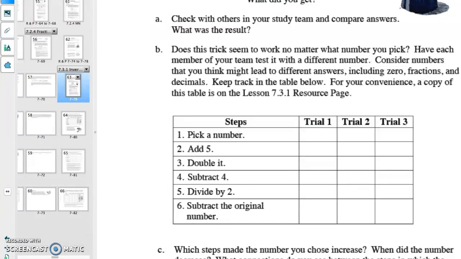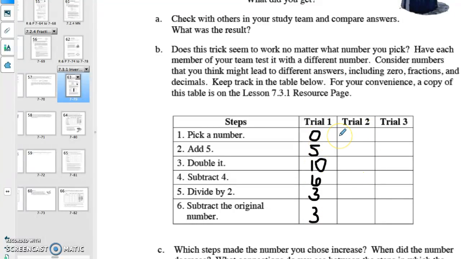Hopefully, I'm going to pick a different number than what you picked. But a lot of people wanted to try 0. So if we look at that and we have 0, pick a number. We're going to add 5 to that, which would end up being 5, right? If we double that, it's going to be 10. If we subtract 4, we end up with 6. And then we divide that in half, which is 3. And then you subtract your original number, which was 0. We end up with 3.